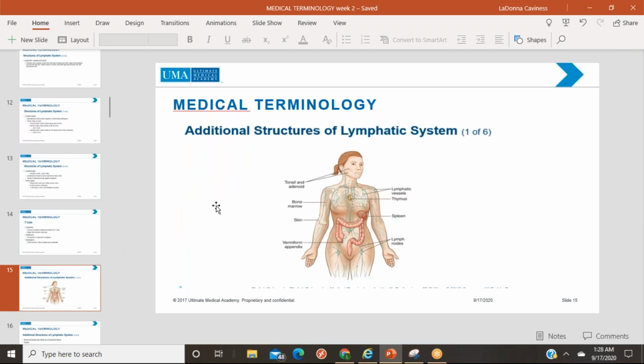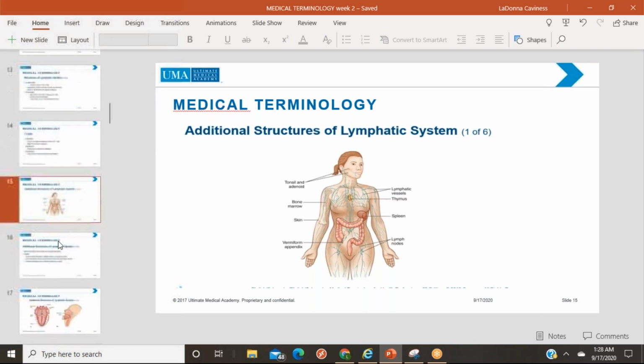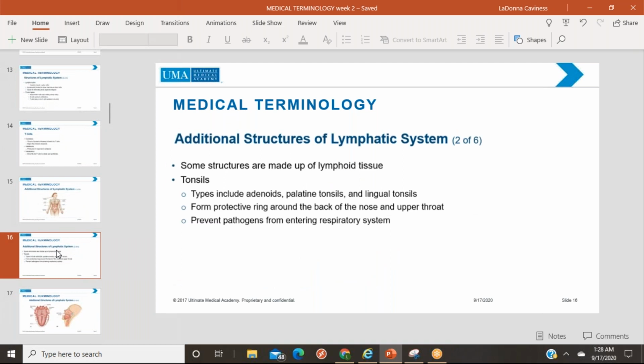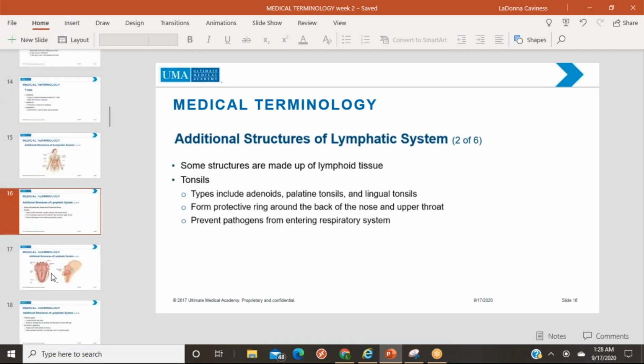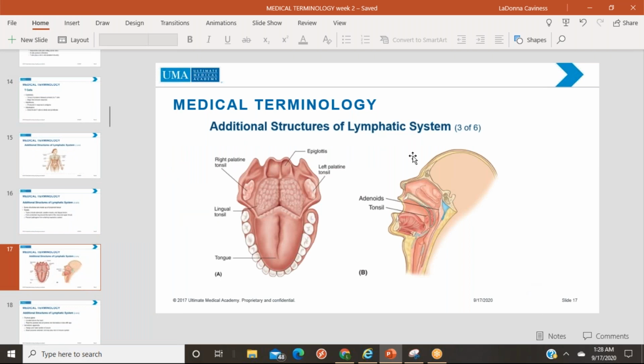All right, here's just another image of additional structures of the lymphatic system. Some structures are made of lymphoid tissue, tonsils. This type includes adenoids, palatine tonsils, and lingual tonsils, which form a protective ring around the back of the nose and upper throat, and it prevents pathogens from entering the respiratory system. And this is just an image of the palatine tonsils and the adenoids.